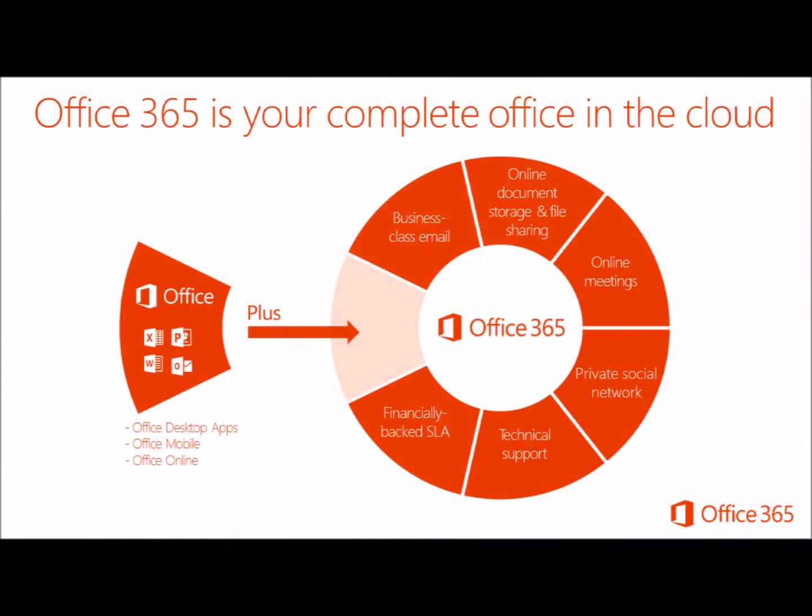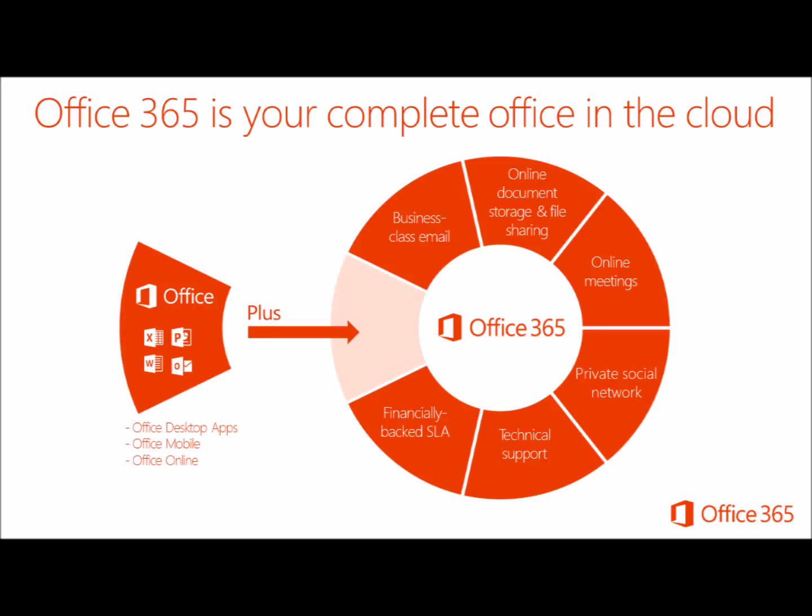Office 365 is a gamut of services. It's more than just one or two applications. As you can see in this chart, it includes business class email, online document storage and file sharing, online meetings, a private social network, a financially backed SLA, and technical support. Financially backed SLA is very important. SLA stands for Service Level Agreement.